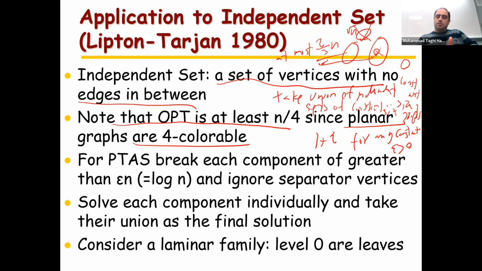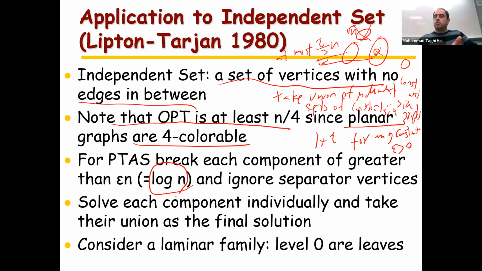Actually, as I mentioned, you don't need to go all the way to constant. You will go all the way until the size becomes log n. Why is log n enough? Because if the graph size is log n, then you can find the maximum independent set in polynomial time.